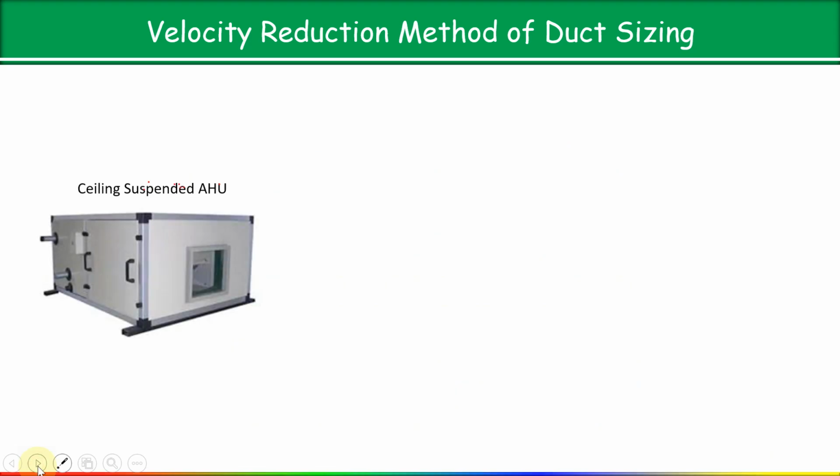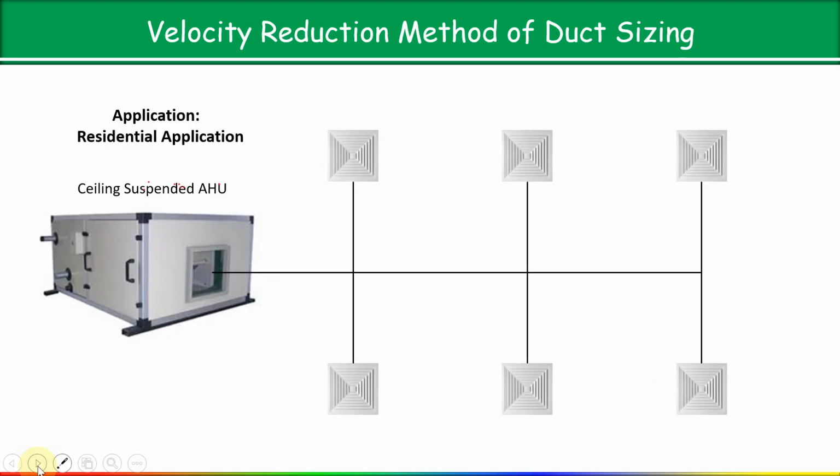Here you can see I have selected a ceiling suspended AHU and we are using it for a residential application. We have to size the ductwork for this residential application. We have 6 diffusers, and from the ceiling suspended AHU we are supplying a total of 1200 CFM of air. So if we supply 1200 CFM with 6 diffusers, each diffuser will supply 200 CFM.